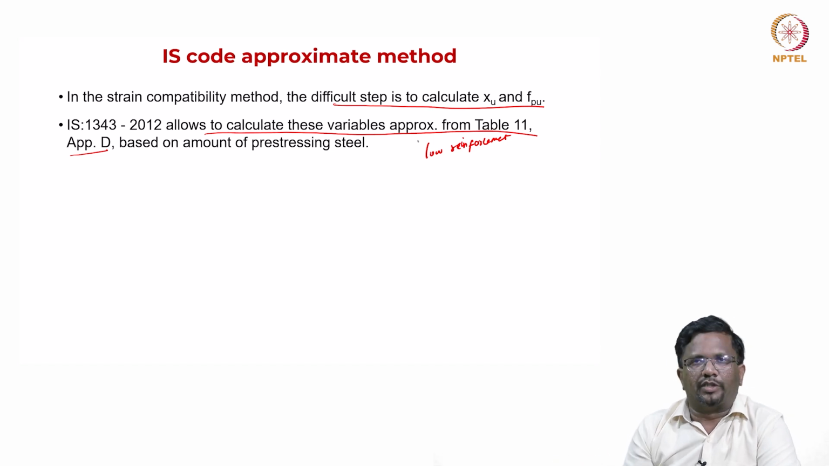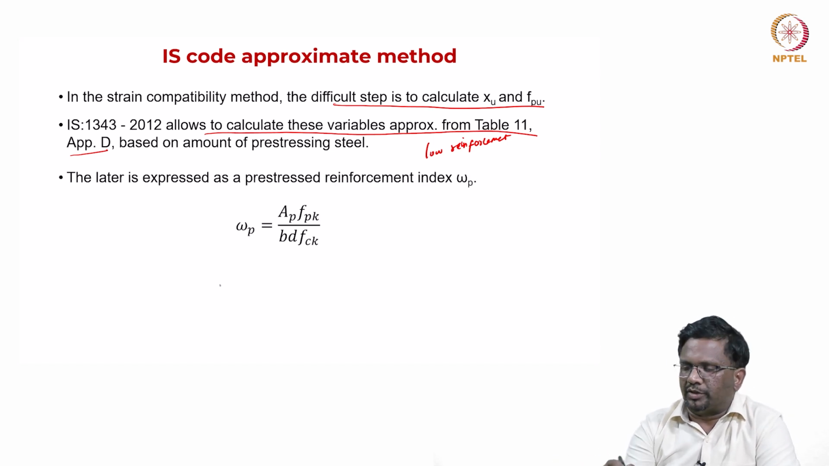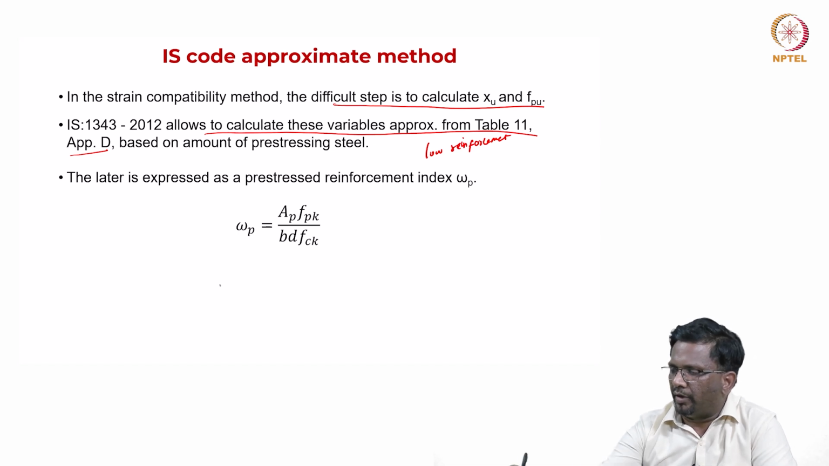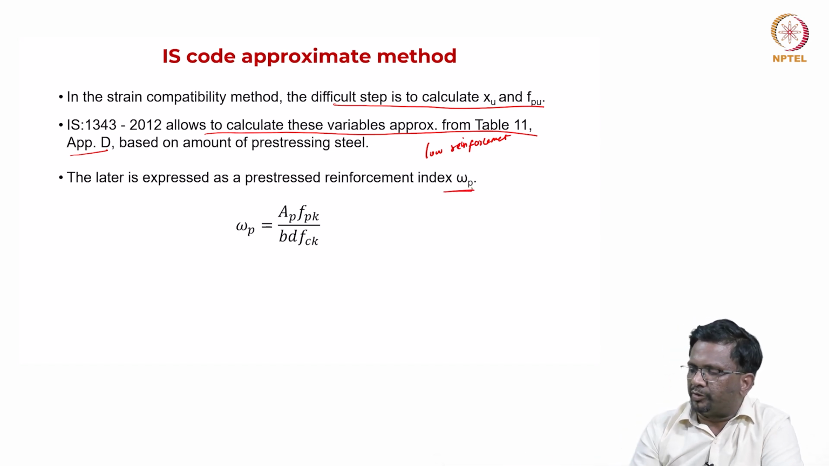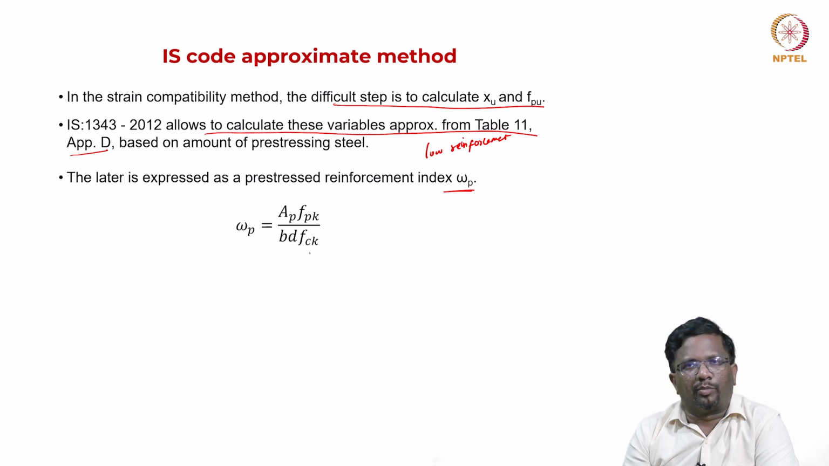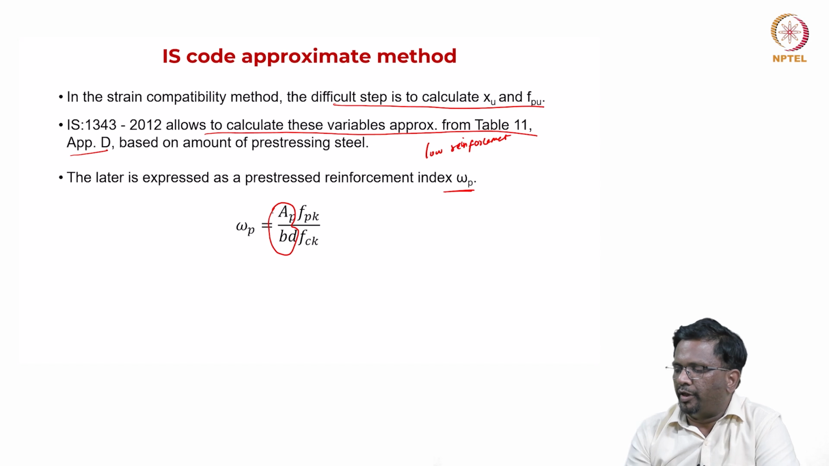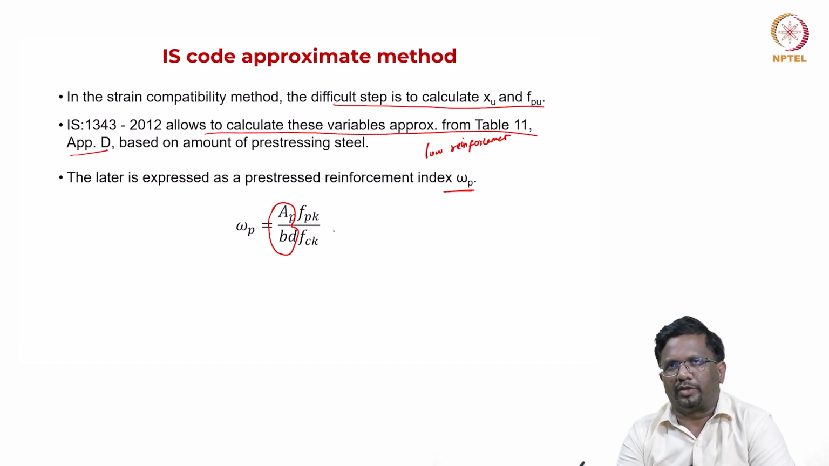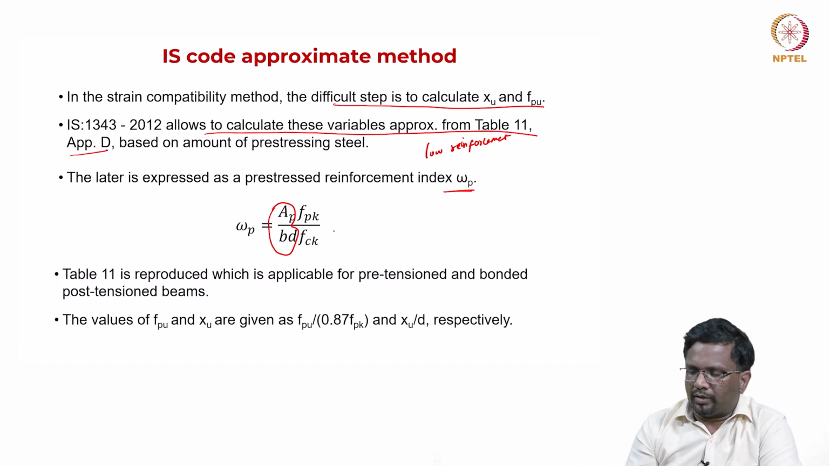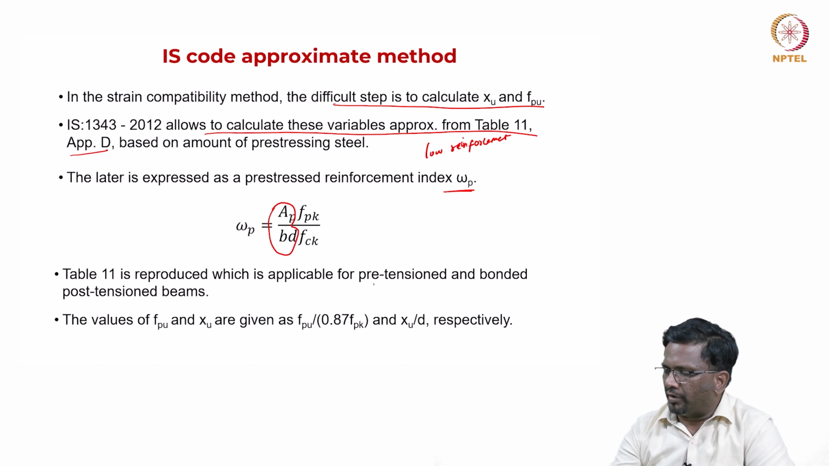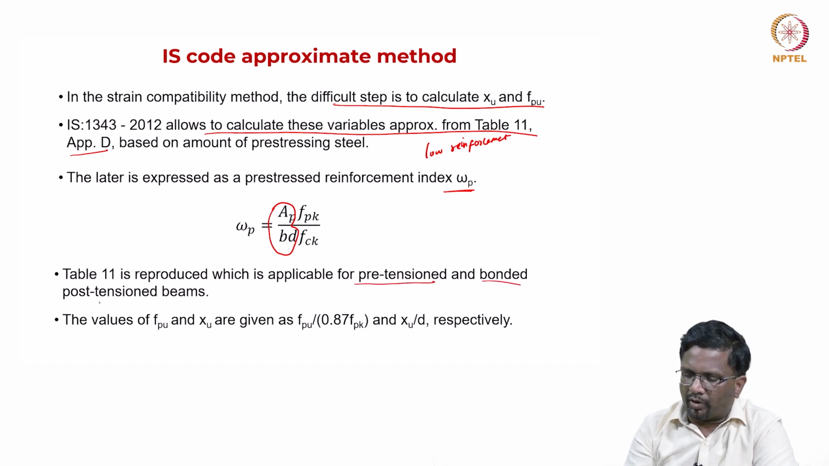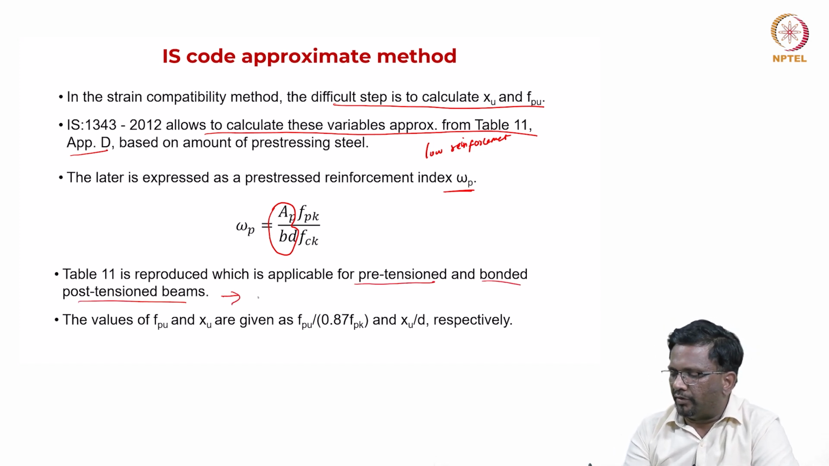So, let us see now how this is done. In this table, first we calculate something called the reinforcement index. Now, what is the reinforcement index? It is a kind of normalized section parameter. This is your reinforcement ratio, which is Ap by bd, and we also multiply that with the characteristic strength of steel divided by the characteristic strength of concrete, right. And this Table 11 gives you values for both pre-tension and bonded post-tension. Actually, it does not cover unbonded systems, right.